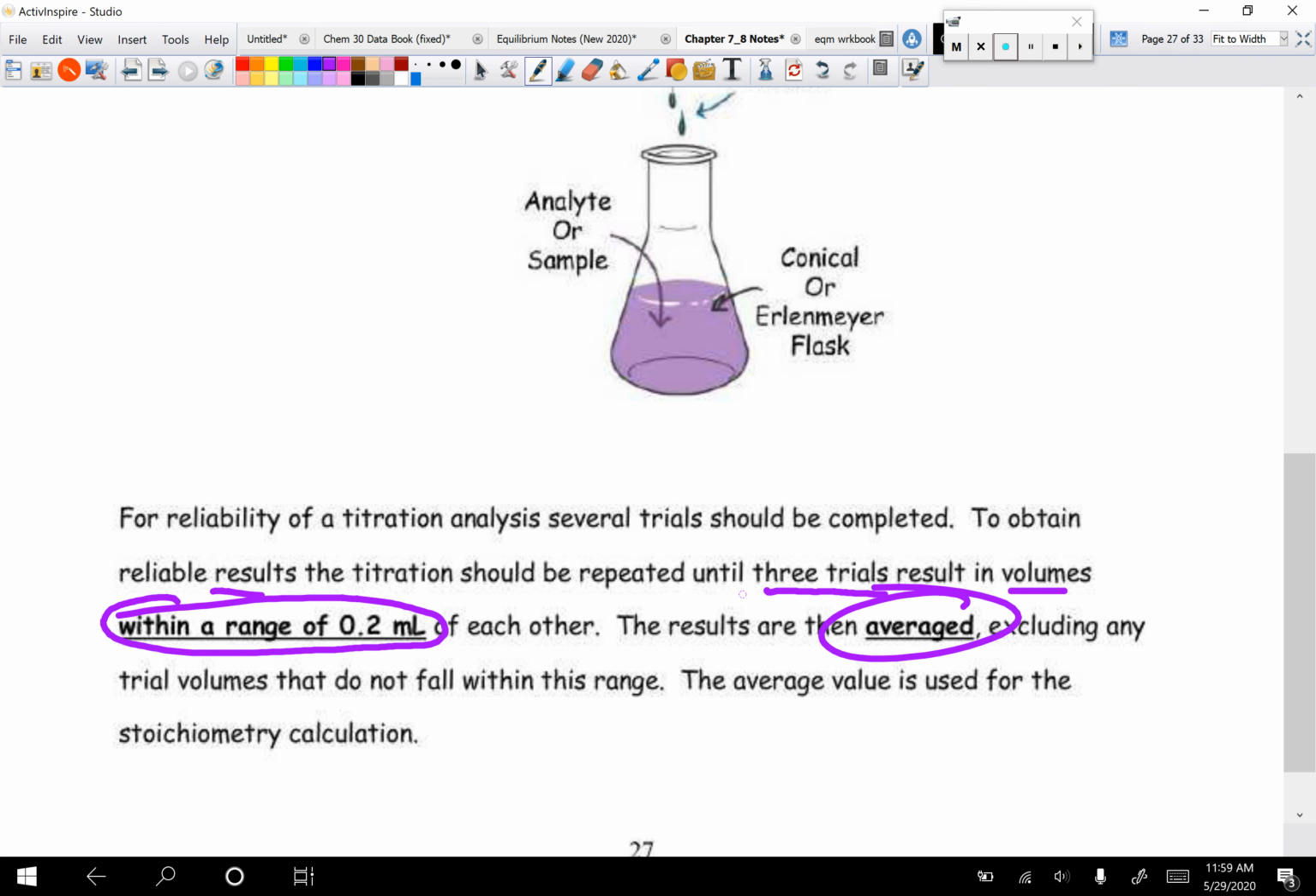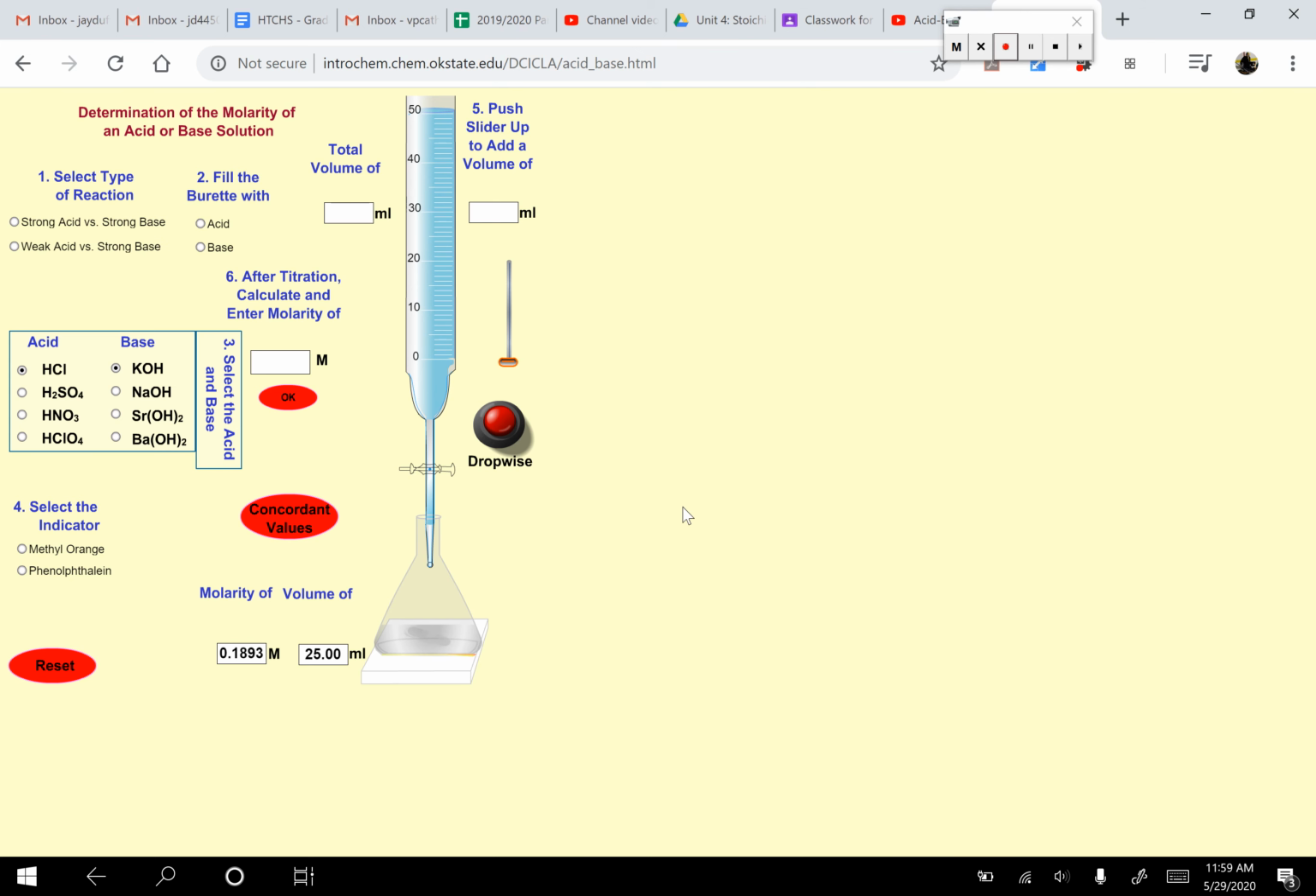Before we actually get into a titration, this is just a quick little demo on what a titration will look like. I found this online, a little flash simulation on what a titration will look like.